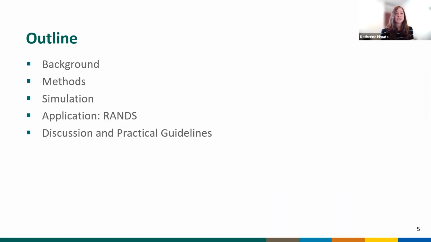So I'll start off giving some background and methods. I will discuss a simulation study that was done to demonstrate the recommendations from this research. And then I'll look at an application from RAND. And so for the application, we're going to look at estimating national prevalence of asthma in 2019, and then wrap up with a discussion and just a few practical guidelines.